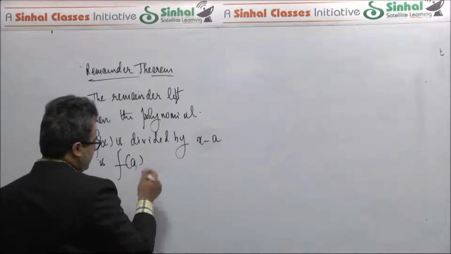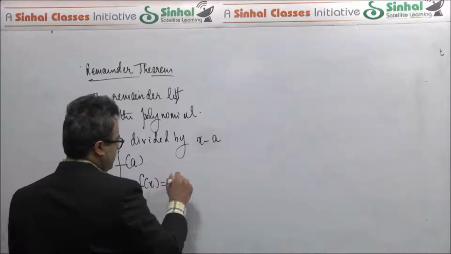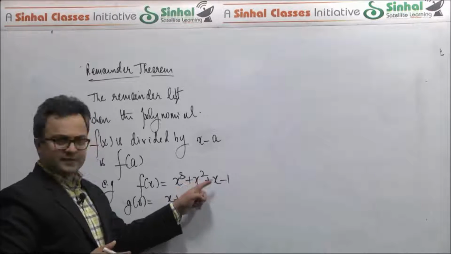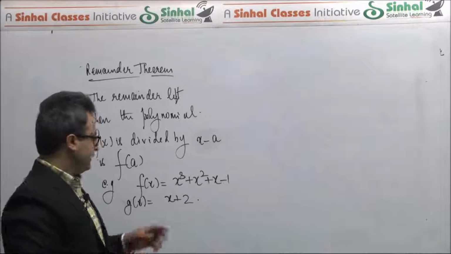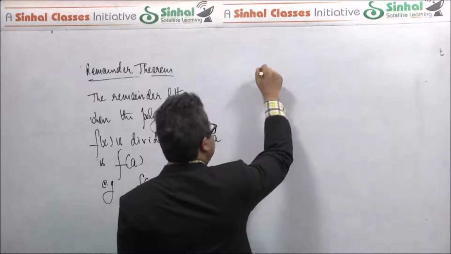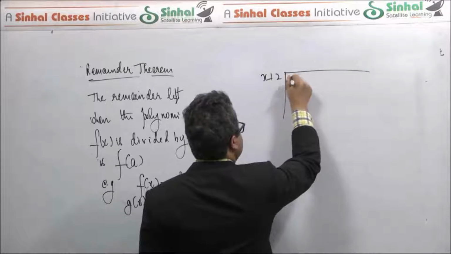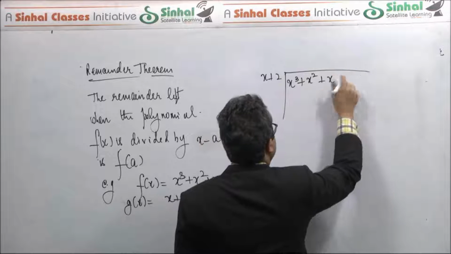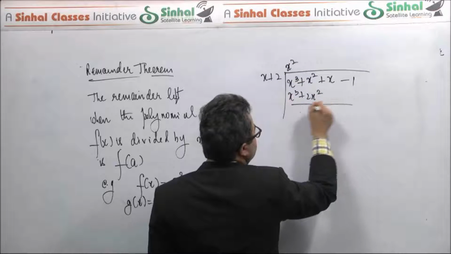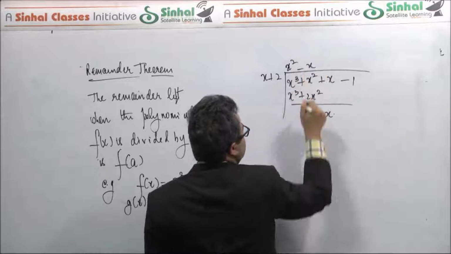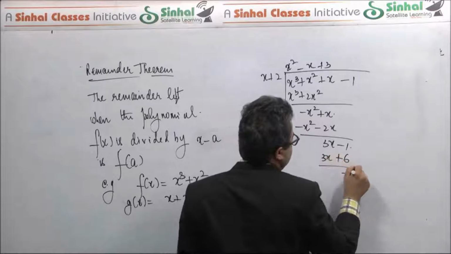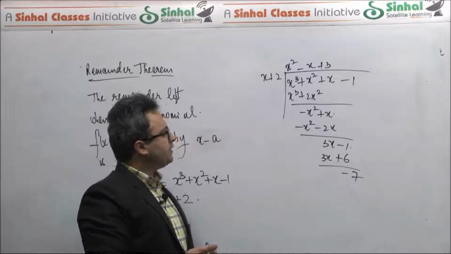As an example, suppose the function is x cubed plus x squared plus x minus 1, and the divisor is x plus 2, right? So you're dividing f of x by g of x and you want to quickly figure out the remainder. Let's first use the old basic method of long division, and then we'll see how the answer can be found in a much quicker way. If we continue with the long division as we've discussed before, the remainder is going to be minus 7.